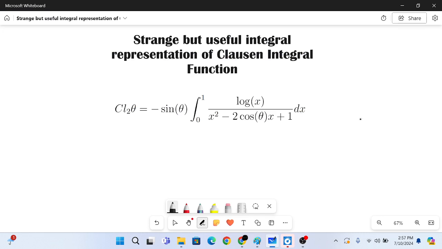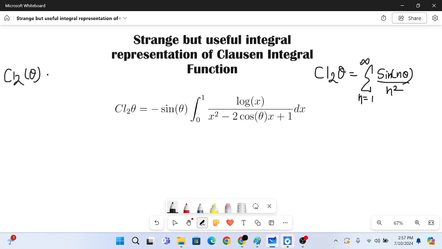Strange but useful integral representation of the Clausen integral function. I guess by now you know about the Clausen integral function, that CL2 of theta function, which is defined as the sum from n equals 1 to infinity of sine n theta by n square. I guess you know what this function is now, after we have done a lot of these videos. This also has an integral representation, which is very nice.